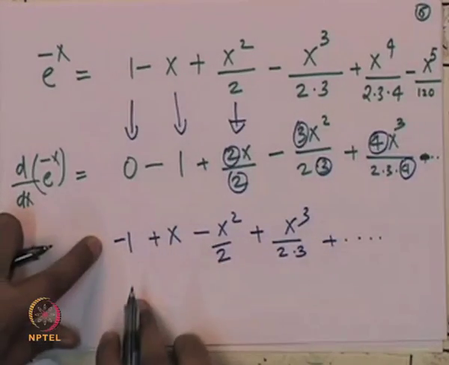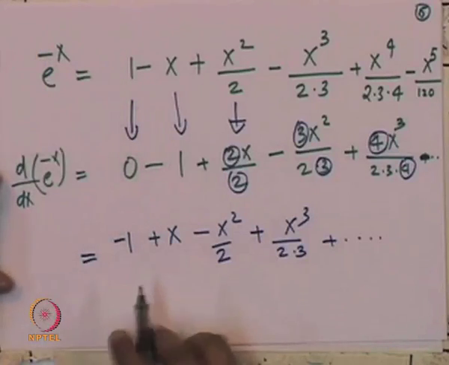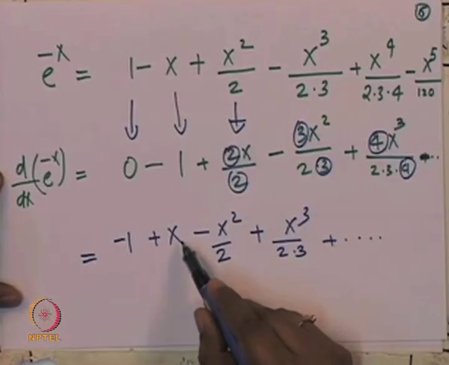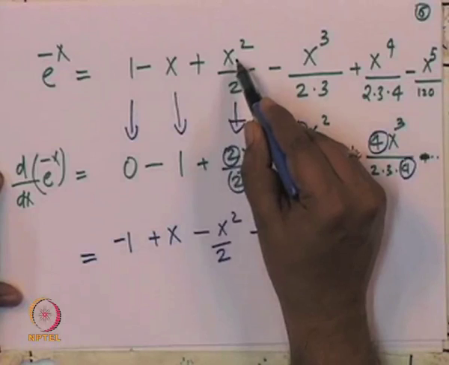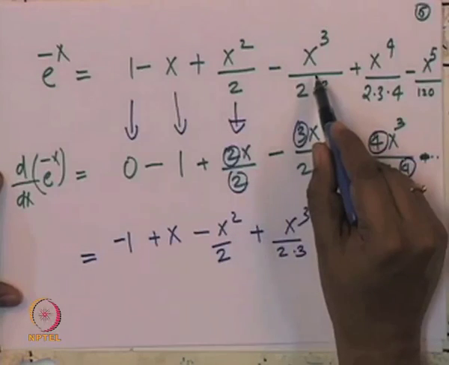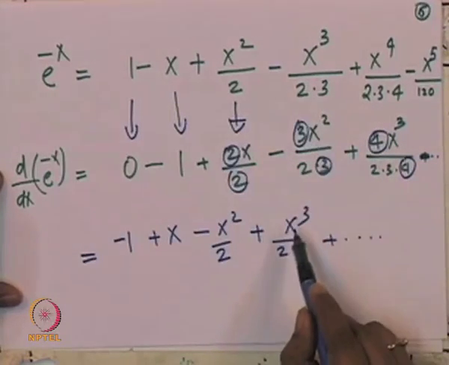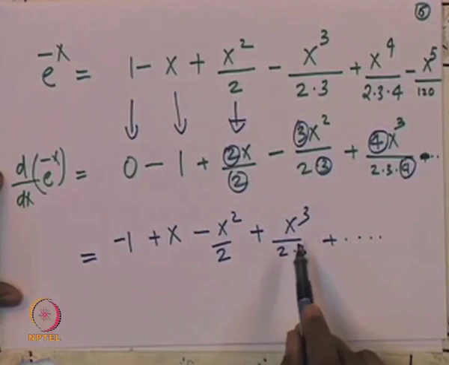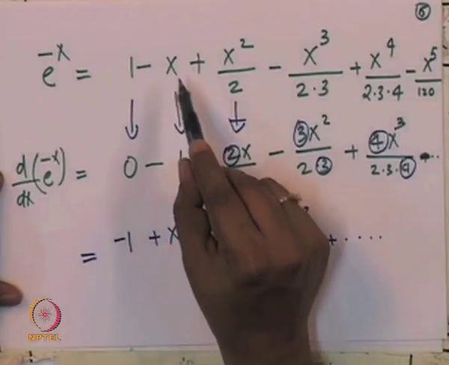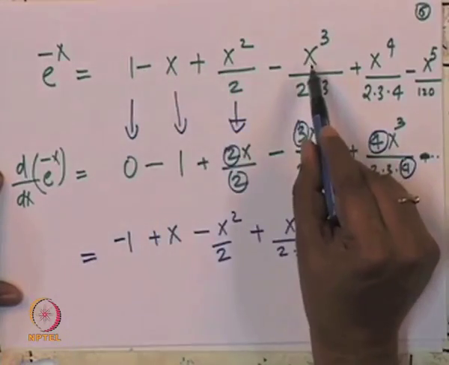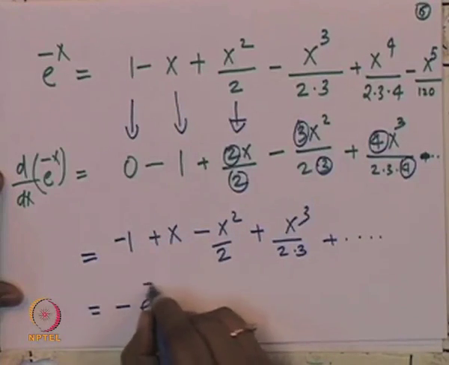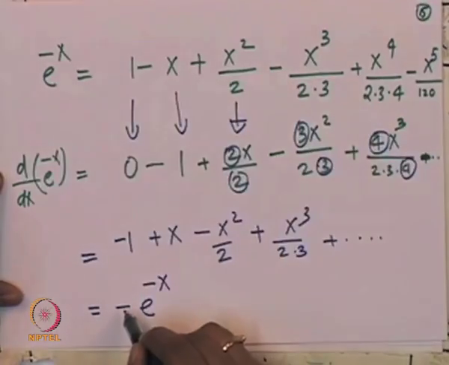If you compare this and this, what do we get? You have 1 here, minus 1 here, minus x here, plus x here, plus x square by 2 here, minus x square by 2 here, minus x cube divided by 2 into 3 here, plus x cube divided by 2 into 3 here. What you have at the bottom is nothing but whatever is here multiplied with a negative sign. So it turns out that this is nothing but minus e power minus x. Whatever was there, multiplied with a minus 1.